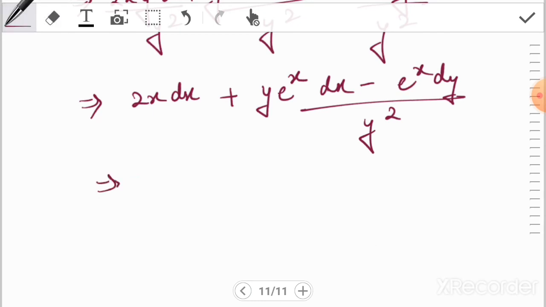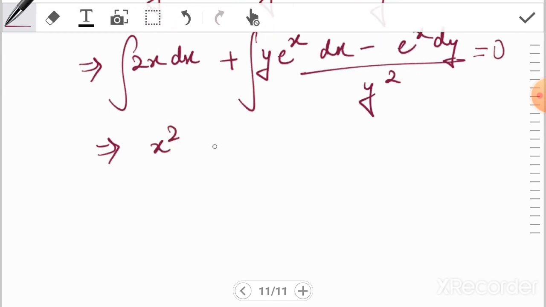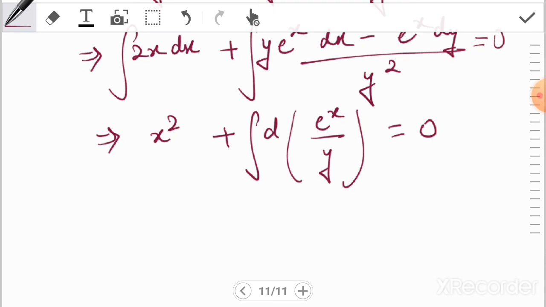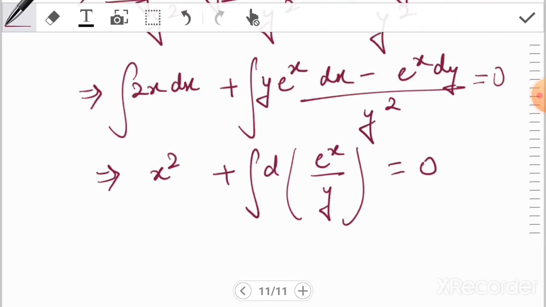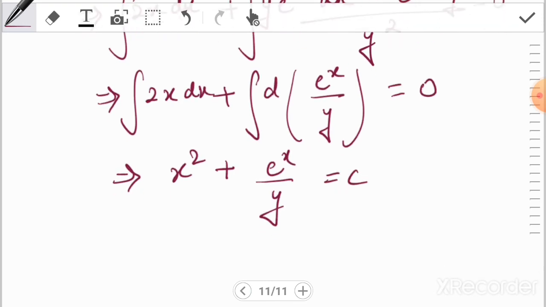Now integrate on both sides. So this is x square plus d of e power x by y, okay, is equal to 0. This is x square by 2, the 2 will get cancelled, plus e raised to the power x by y is equal to constant. So this is the required solution. Okay.